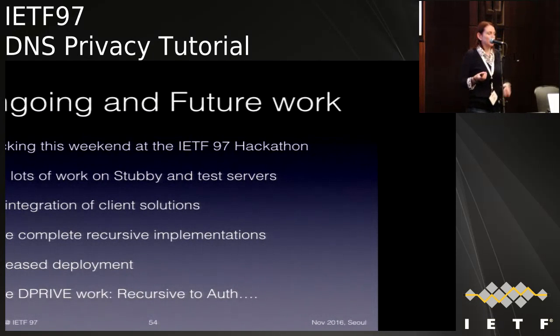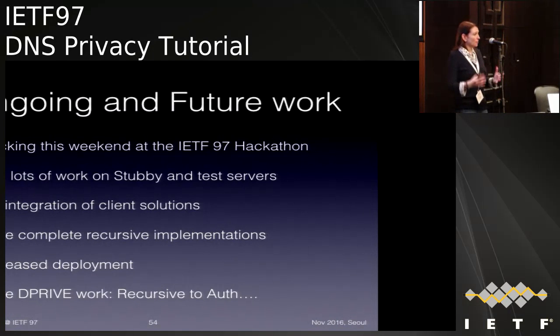A challenge that I haven't really touched on much is that of integrating not only Stubby, but other client solutions into OSs, making them accessible, making them usable for users. And this faces a very similar challenge to DNSSEC in that respect. So hopefully we can learn something from that. We need more completeness in the recursive implementations, more deployment, and obviously there's still the recursive to authoritative work to tackle.